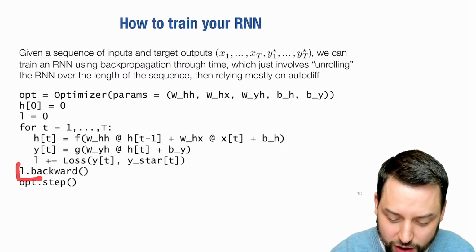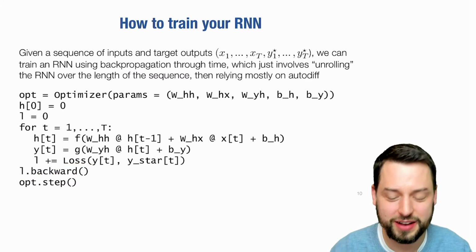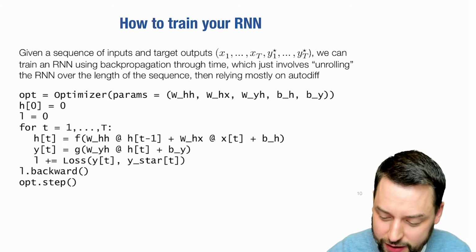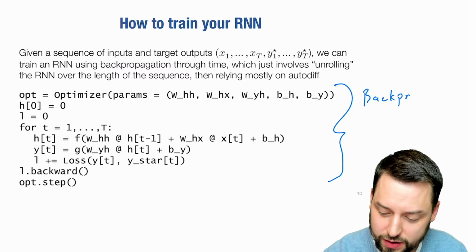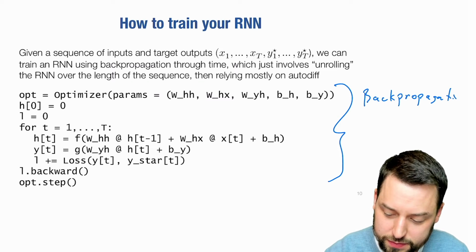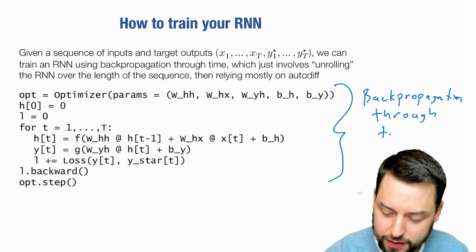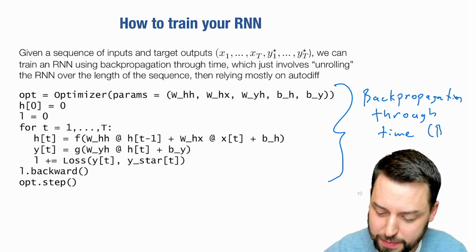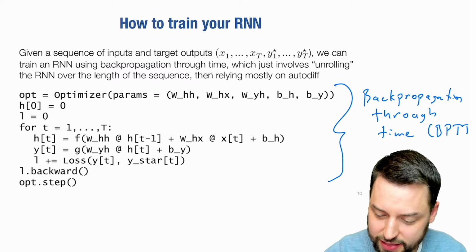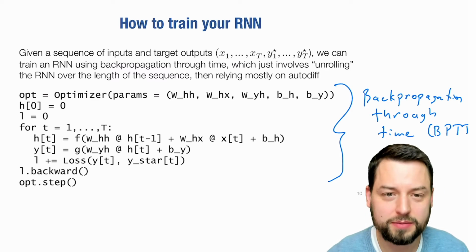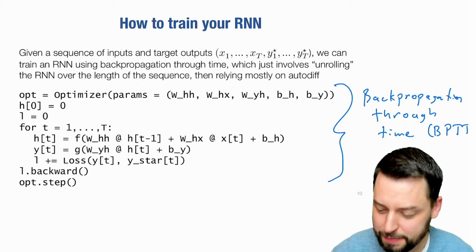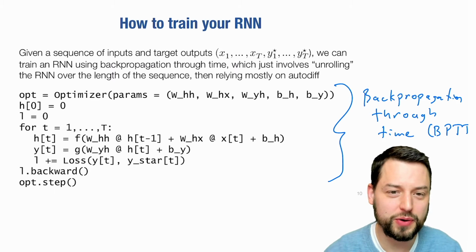Okay, so we compute our loss, and then we just call opt.step. Right, that's the optimization method. And this whole procedure here is often called backpropagation through time, or just BPTT. That is a B. BPTT. Backpropagation through time. Okay, so this is the algorithm that we typically refer to as backpropagation through time.